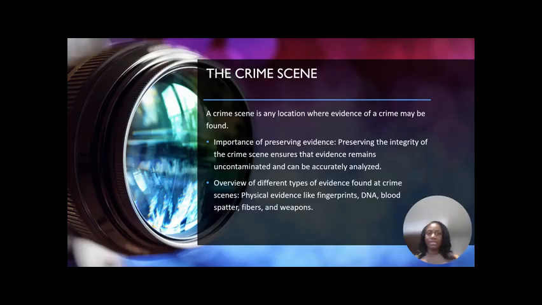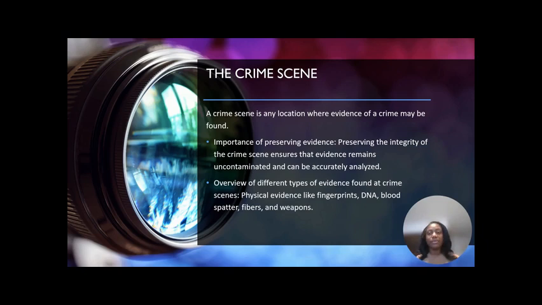So the crime scene itself, a crime scene is any location where evidence of a crime may be. So if a person was hit by a vehicle and their body lays somewhere, but their shoe flew across the street, those two places are both the crime scenes. So there's an importance of preserving evidence. Preserving the integrity of the crime scene ensures that evidence remains uncontaminated and can be accurately analyzed.